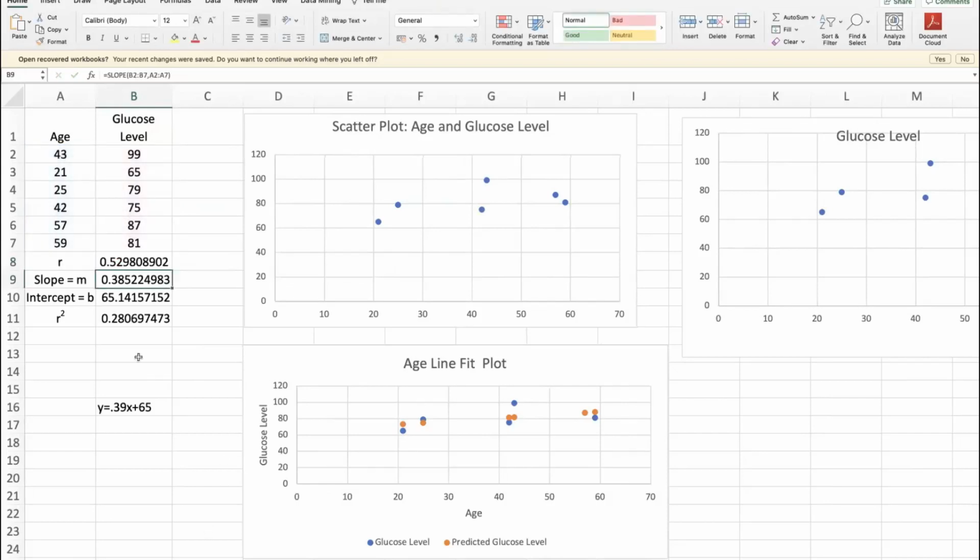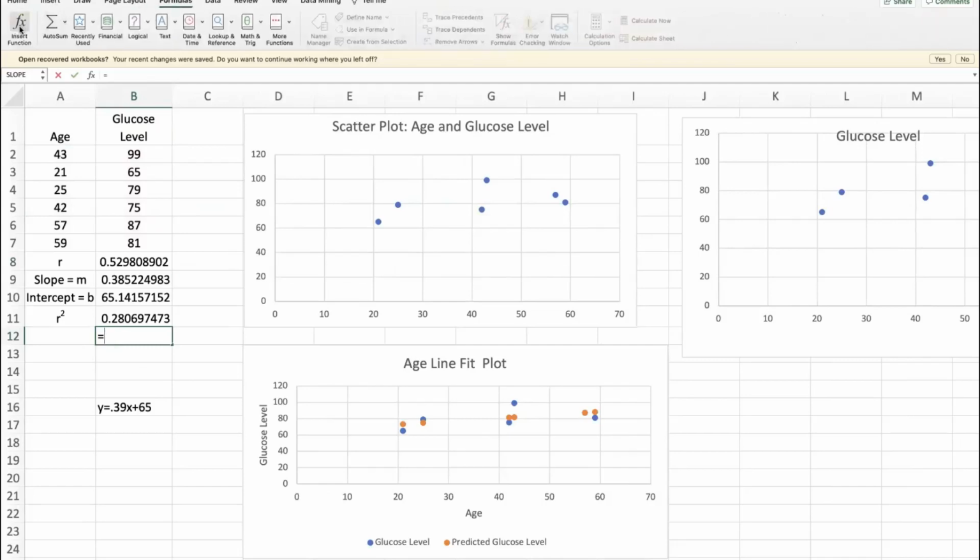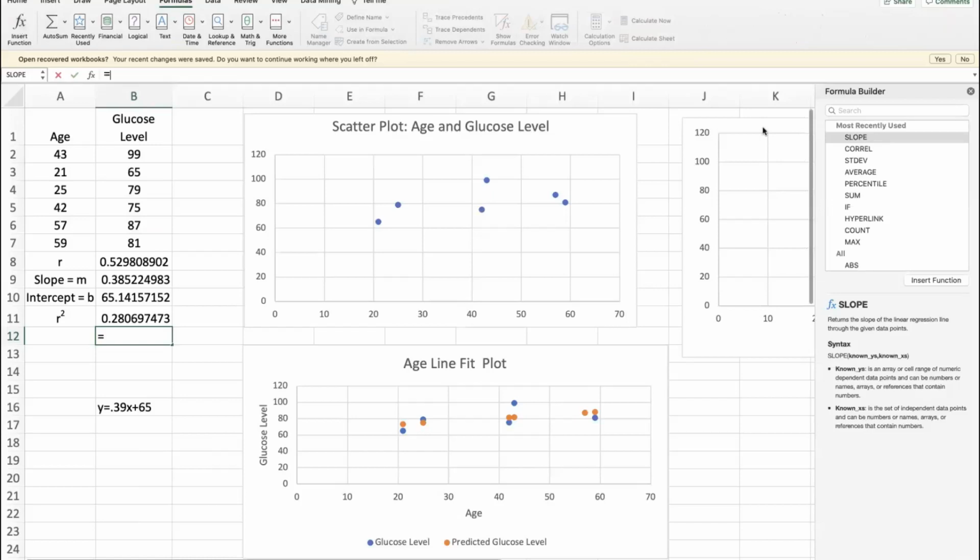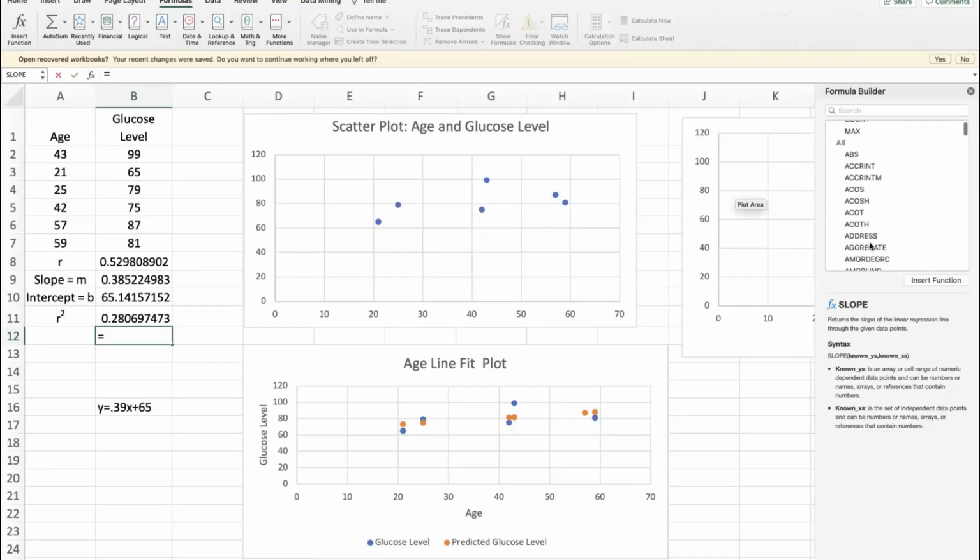I'll go to the empty cell here, then I will put equal. That's all. Always you have to do that, equal, and then go to the formulas, and then insert function. In the insert function, you will find CORREL. This one, because I already used it in the other class, that's why it's here. But if it's not in the most recently used, you have to find it under All. It's alphabetized, so you just have to look for it.